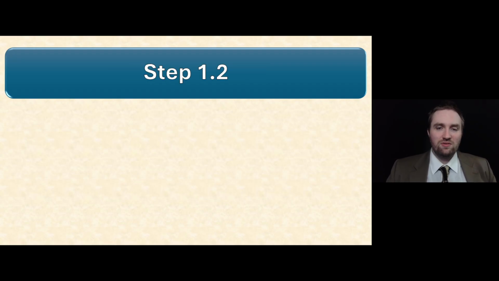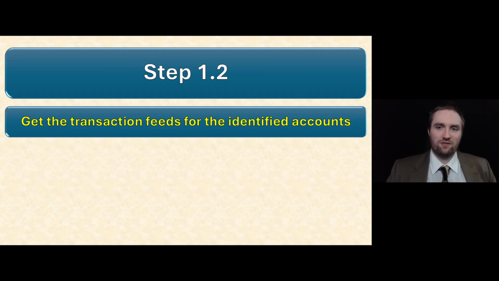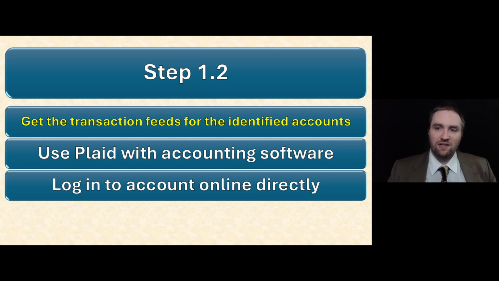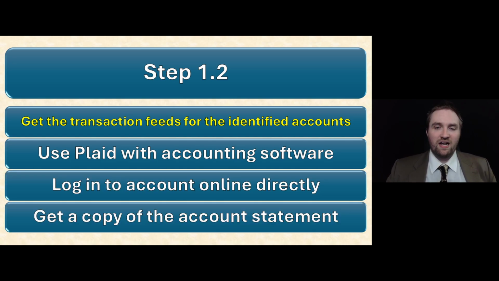Step 1.2, get transaction feeds for these accounts. In modern software, you would simply connect the bank and credit card accounts with a service called Plaid and get a live transaction feed. If that's not possible, then you would need to either log into the account itself and look at the feed on their website, or get a copy of the account statement whenever it's released. Banks typically issue their bank statements at the end of the month, and credit cards will typically vary within the month itself, usually around the middle.